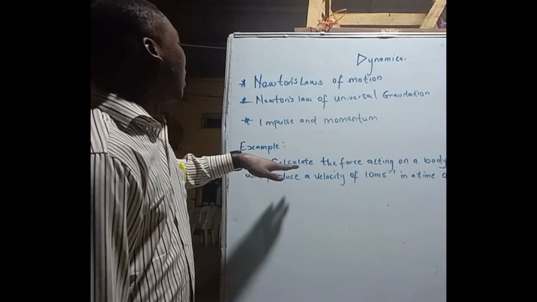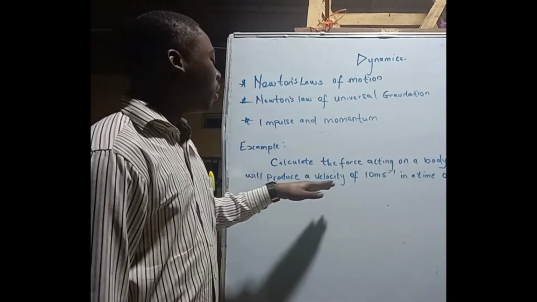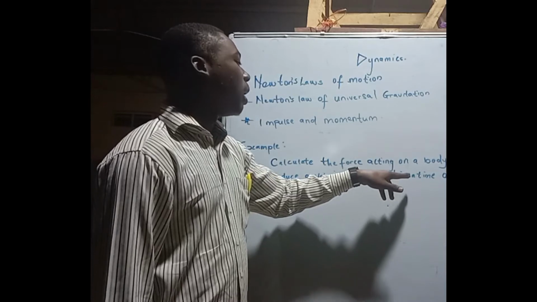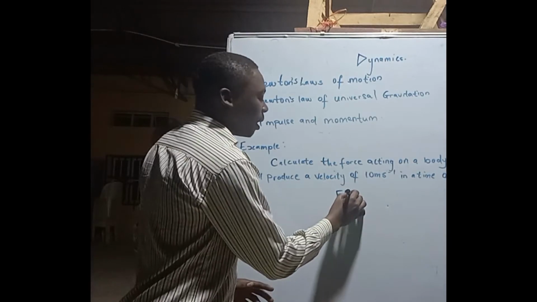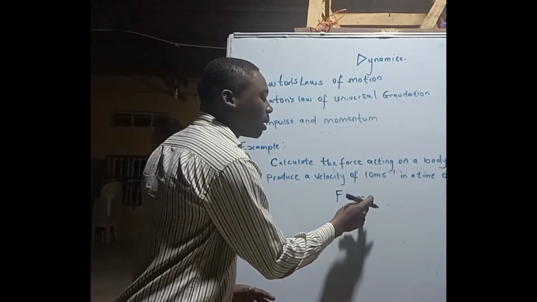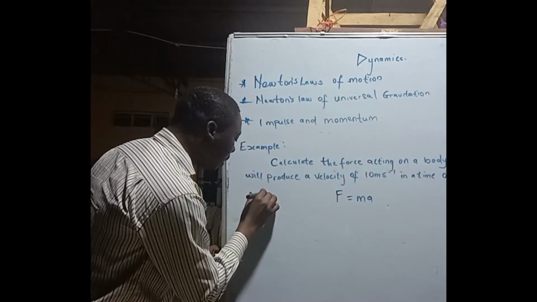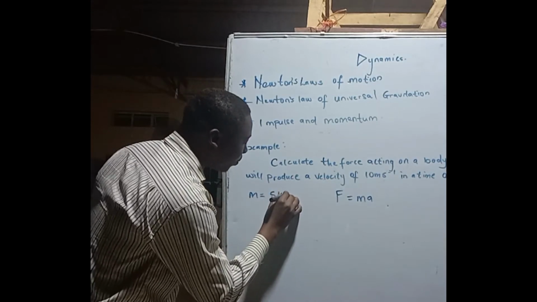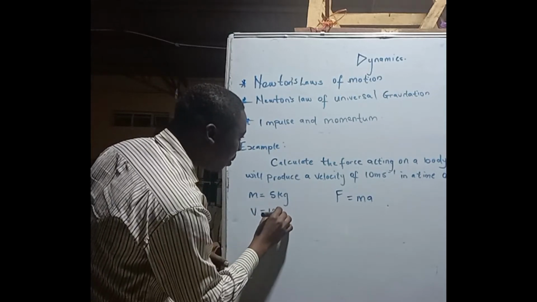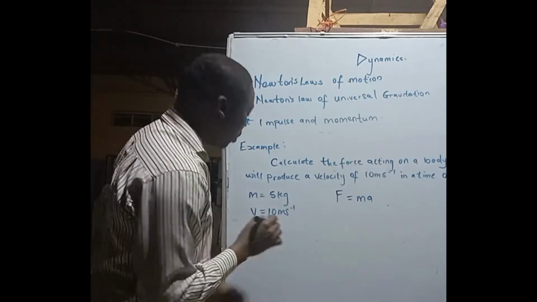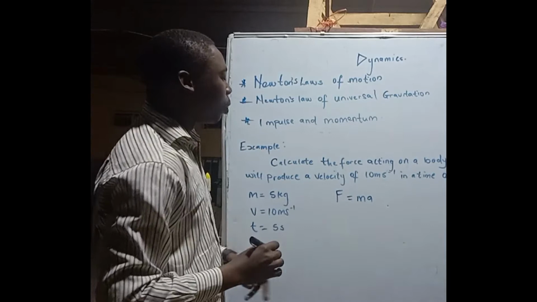This question states: calculate the force acting on a body of mass 5 kg that will produce a velocity of 10 meters per second in a time of 5 seconds. Firstly, you know you are calculating the force F, and that is equal to ma, the mass times the acceleration. Now looking at our question, you can list what you were given. Your mass is equal to 5 kg. We are given the velocity, which is equal to 10 meters per second, and we are given the time t, which is equal to 5 seconds.